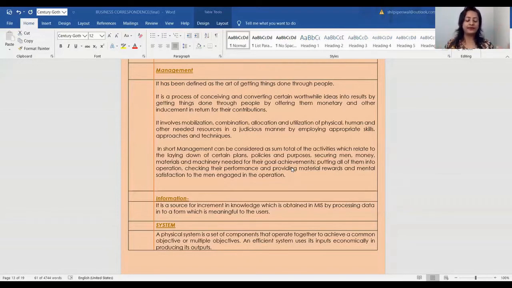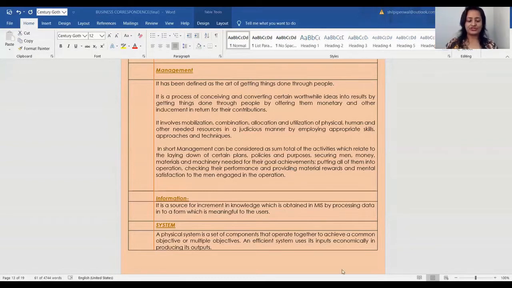They have a plan, they get together the equipment required for it, the humans required for it, they put that into operation, they check up on them whether they are doing it properly, and then they also reward them with material and mental satisfaction, all right? So this is all about management.